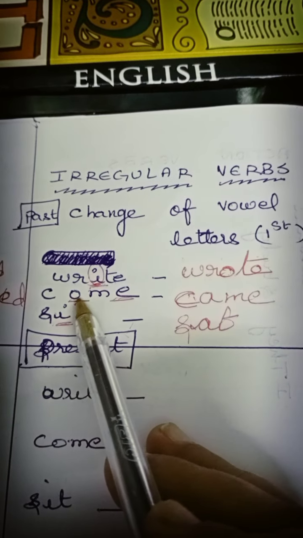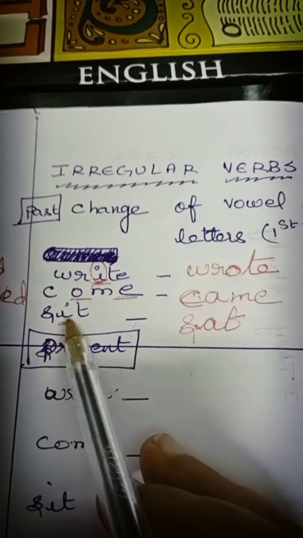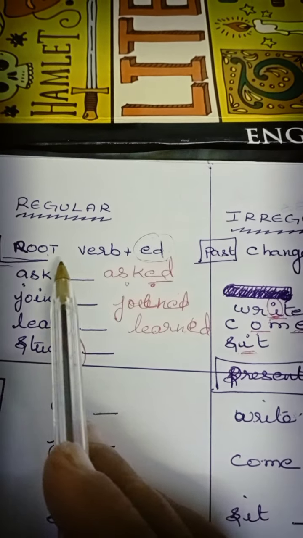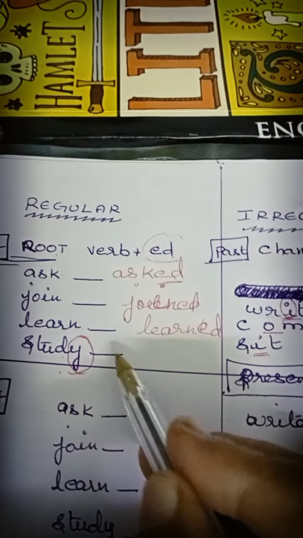Come, I have taken the first vowel letter and I have given A: came. Sit, I have written S-A-T, sat. So this is the difference. Now let me go for study. I have written study in regular verbs, but how will I change it? Studied, is it correct?